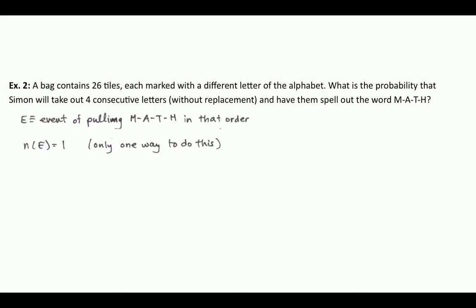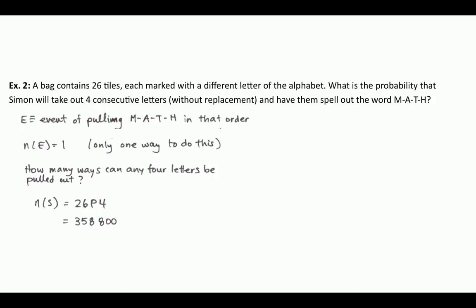However, now what do we have for all the remaining letters? Well, now we've got 26 tiles, and we want to pull out 4 letters out of that 26. So we want to know the number of ways that you can just take 4 letters out of 26. But remember here that we're not just grabbing 4 and we don't care.